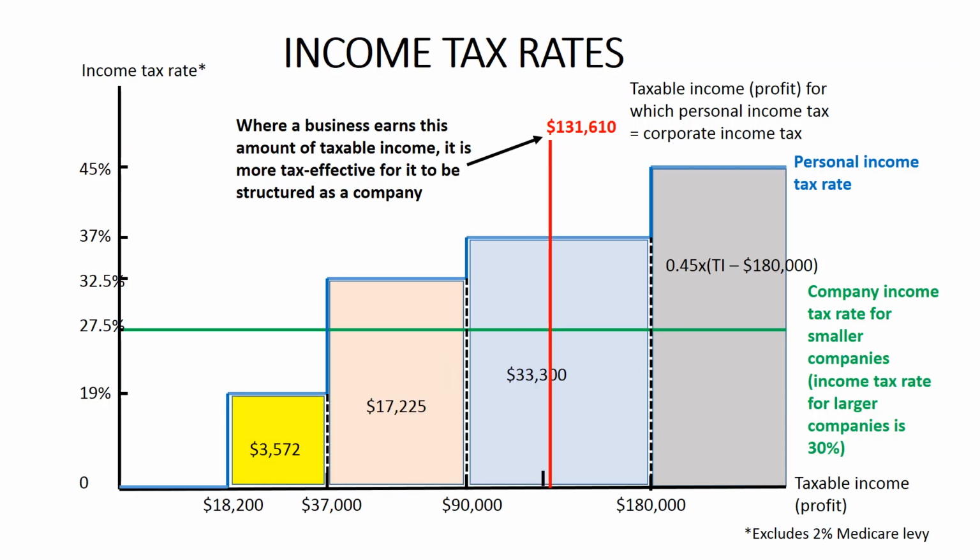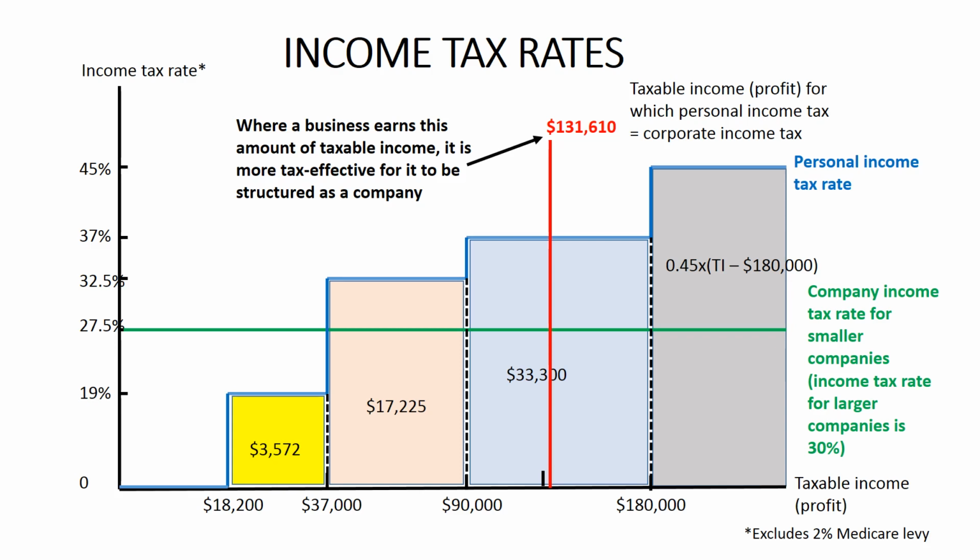The blue line shows the personal income tax rate that applies to a sole trader. Where a sole trader business makes a profit, the sole trader must pay tax on that profit at the sole trader's personal income tax rate. You can see that the personal income tax rate increases as the profit of the sole trader's business increases. If the business makes a small profit of less than $18,200 in a year, then the sole trader doesn't pay any tax on that profit.